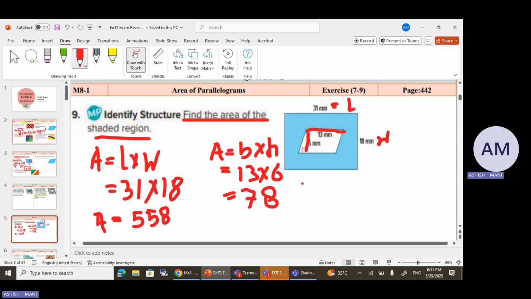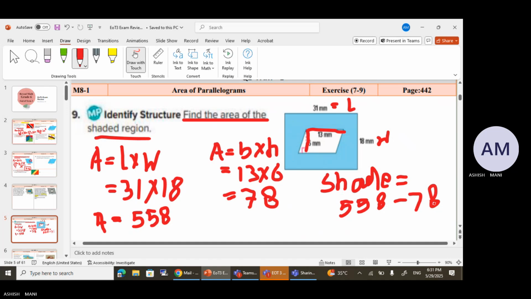Then we have to find the area of the shaded region. So we subtract the big area minus the small area. The shaded region will be 558 minus 78, which is 480. This is how we get the area of the shaded region: the area of the big shape minus the area of the small shape. The big shape is a rectangle, the small shape is a parallelogram.